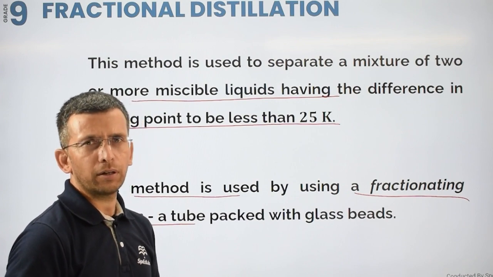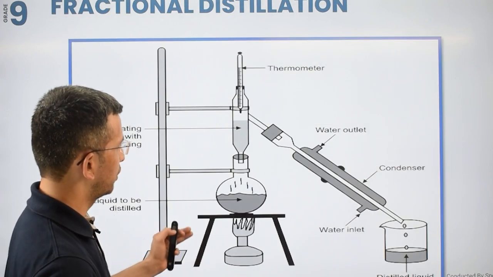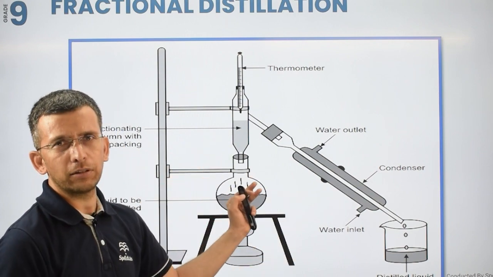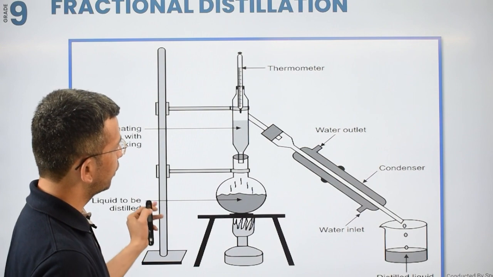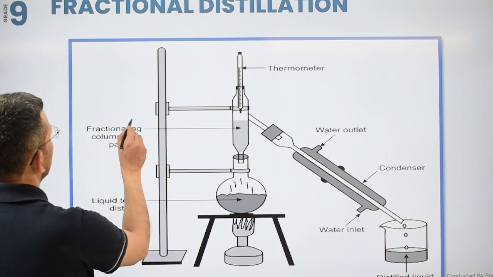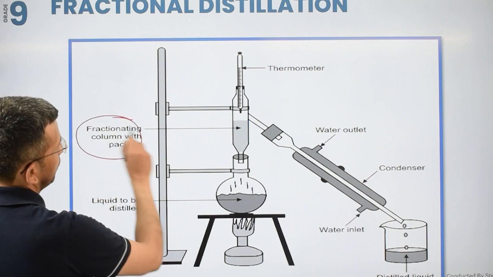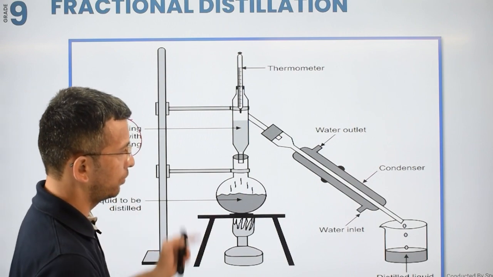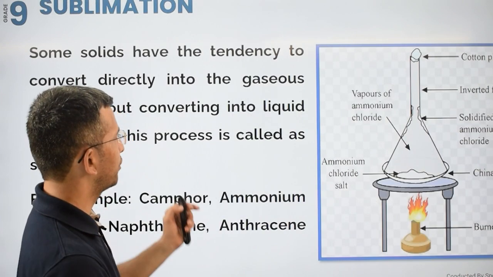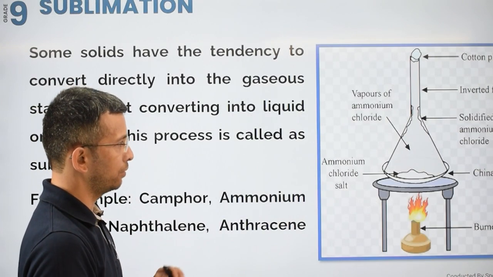So student, here is a typical image that is going to explain to you the entire process of the fractional distillation. The only difference that you are going to find here is that I am going to use the fractionating column, and apart from that all the setup is the same as we have seen in the distillation method. Now student, after that we will talk about the sublimation method.